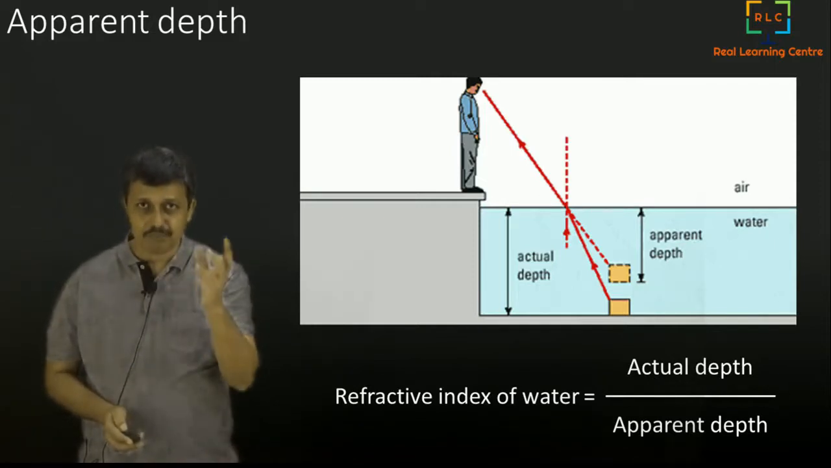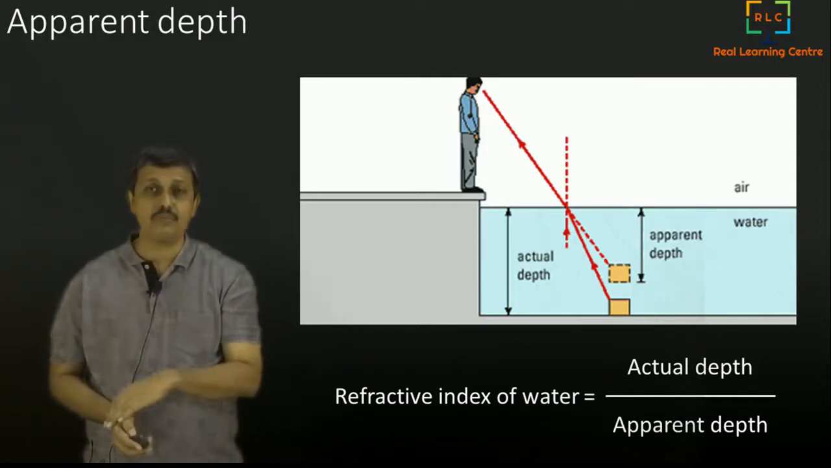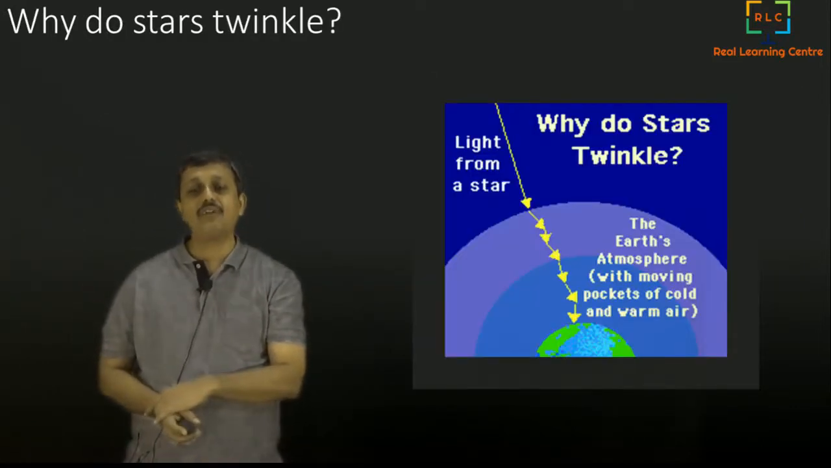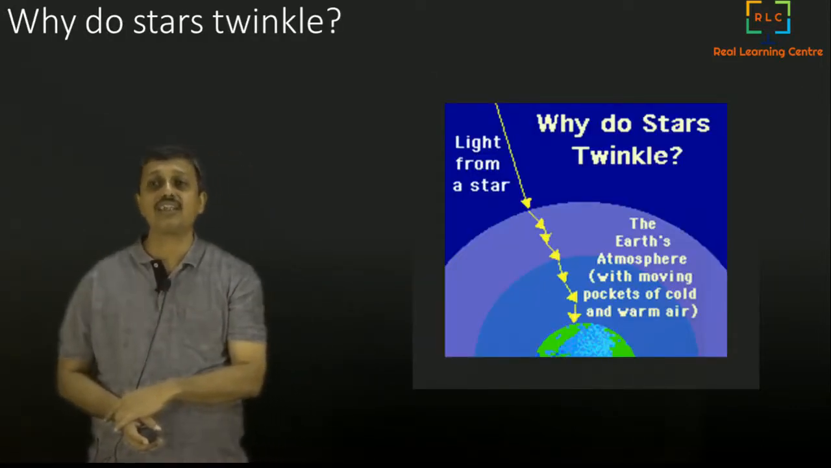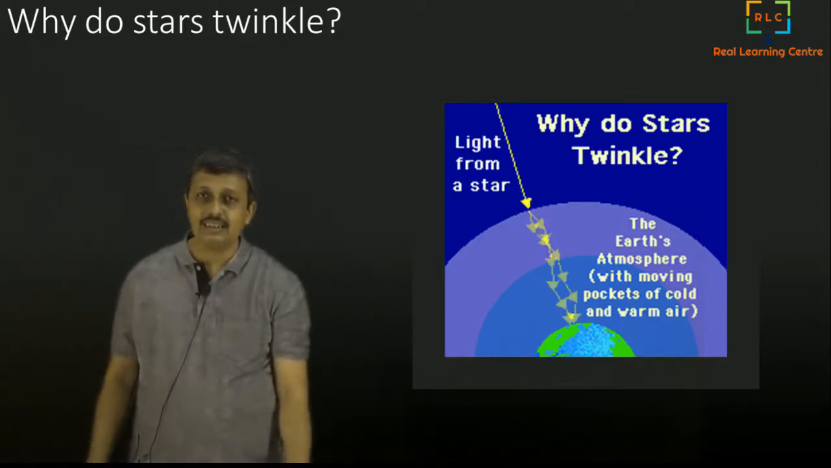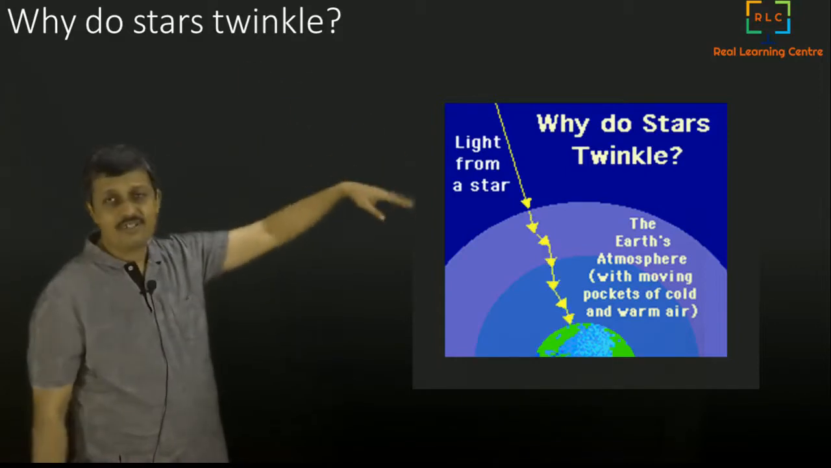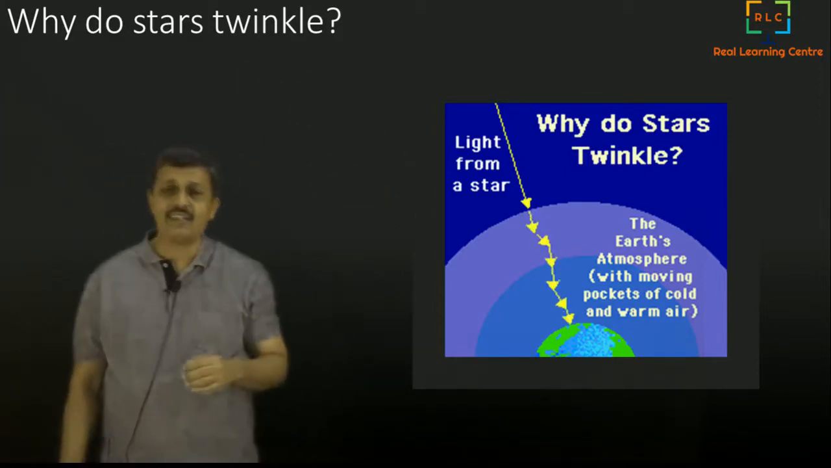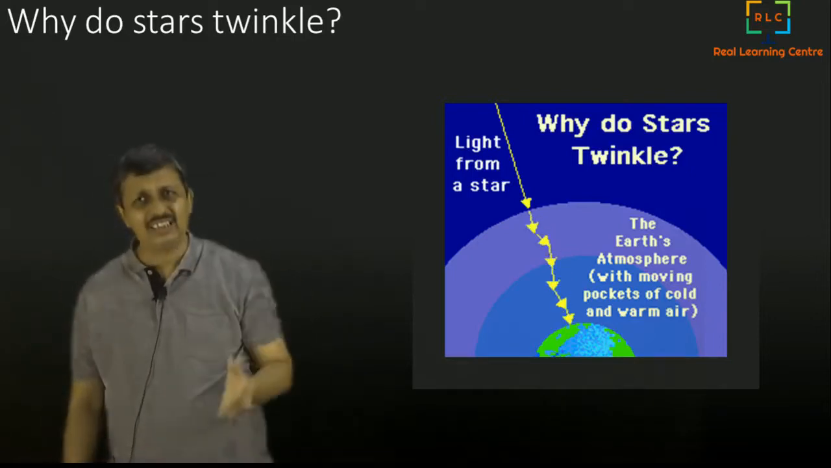So you can draw some diagrams to understand what happens between the bird and the fish. Now let's see another thing that we always talk about. Why do stars twinkle? This is again because of the refraction. What really happens is that the light ray, when it is coming into our atmosphere, is continuously changing.